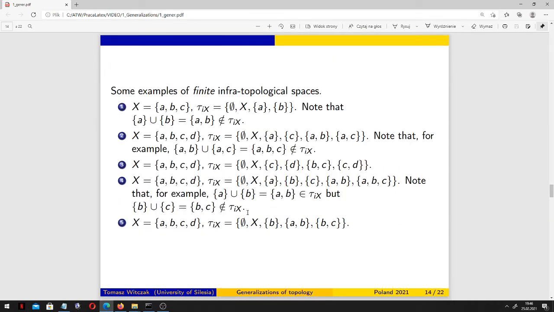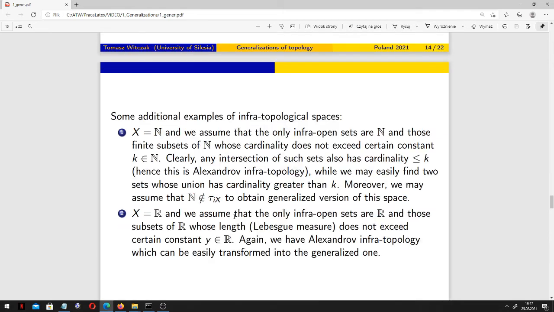Some examples of finite infra-topological spaces have been listed here. Take a look at this one. Singleton of A, its union with singleton of B gives us {A, B}, which belongs to the infra-topological space, but the union of {B} and {C} does not belong. So it's not closed under finite and, moreover, of course, arbitrary unions. But it's closed under finite intersections.